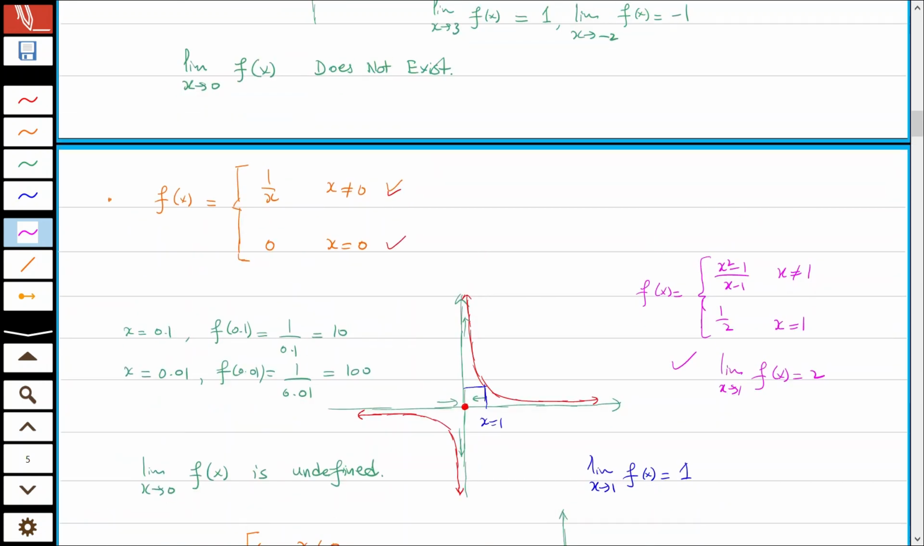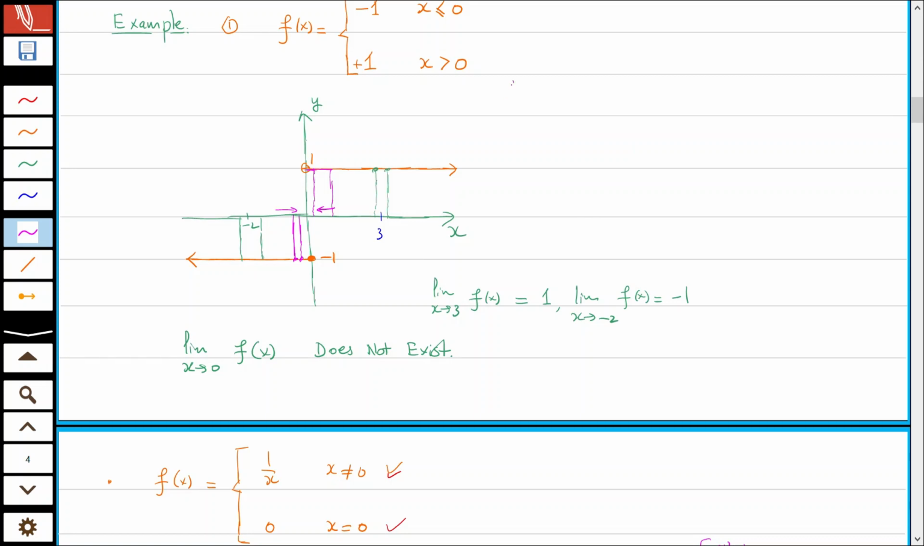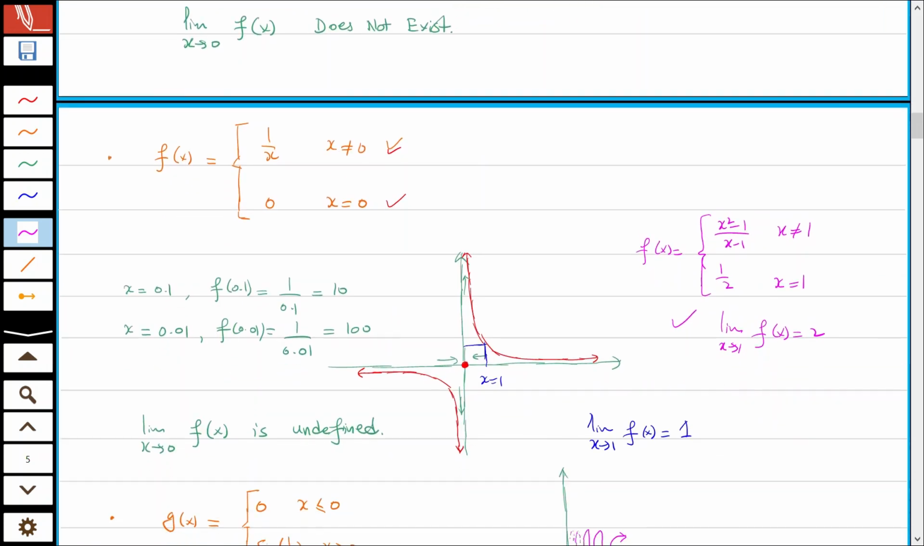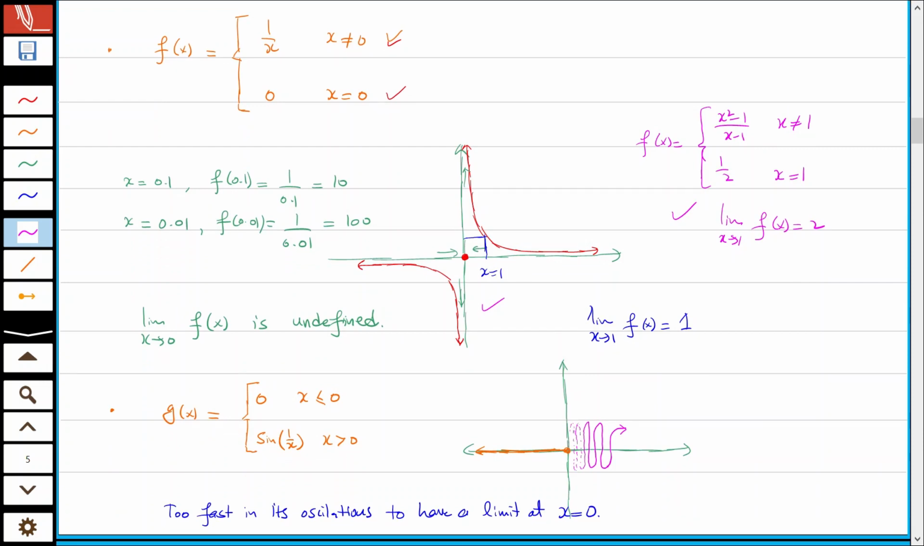This function, where the value goes from -1 to +1 at x equals 0, doesn't have a limit. Same is the case with this function, and same is the case with this very fast oscillating function. It does not have a limit at x equals 0. So a function may have a limit, but a function may also not have a limit. All right.